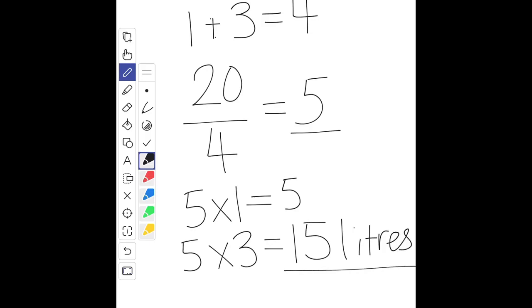Now if you're unsure, you can add these together to get back to how many litres of mixed squash there were originally. And to do this, we would just do 15 plus 5 gives us 20.